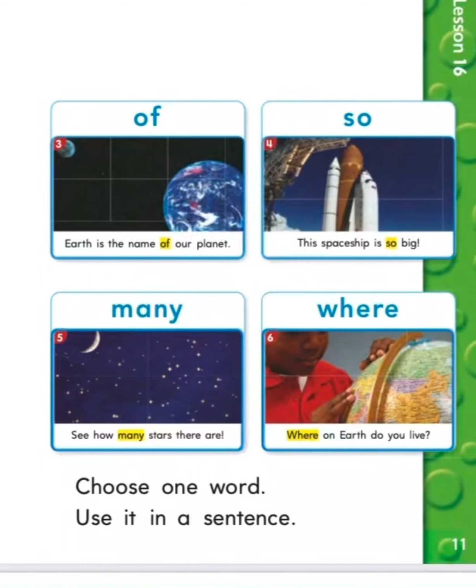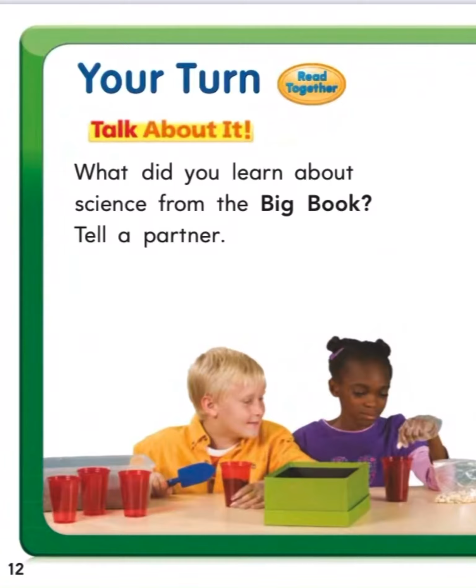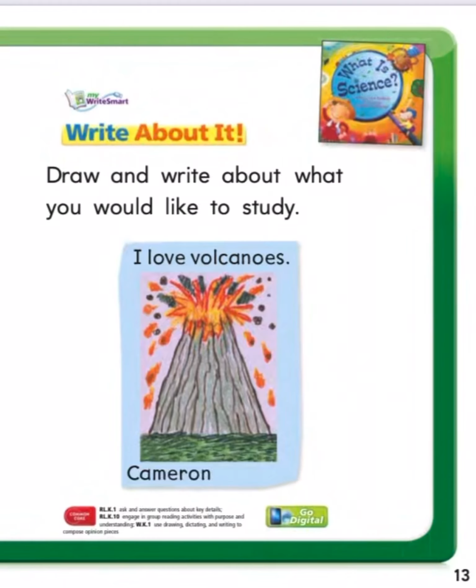Choose one word, use it in a sentence. Your turn. Talk about it. What did you learn about science from the big book? Tell a partner. Write about it. Draw and write about what you'd like to study. I love volcanoes. Cameron.